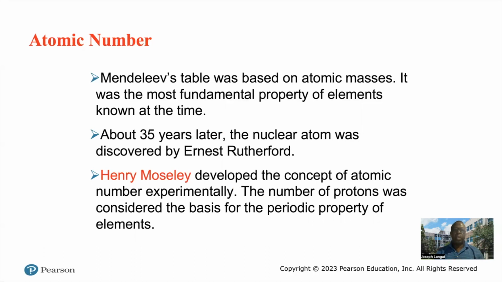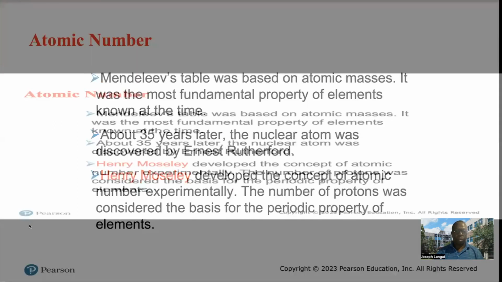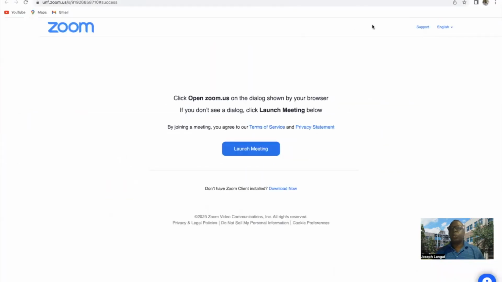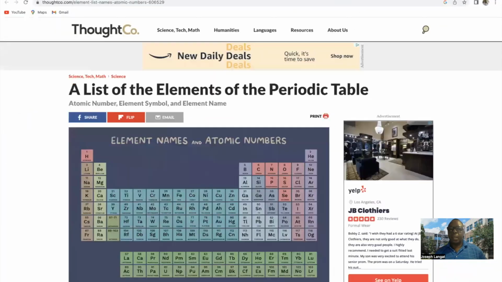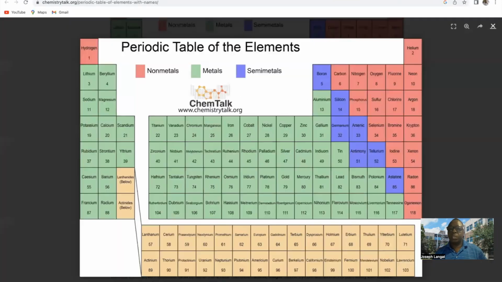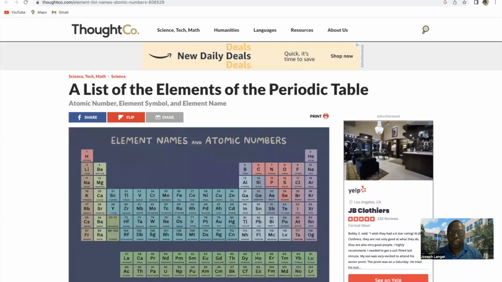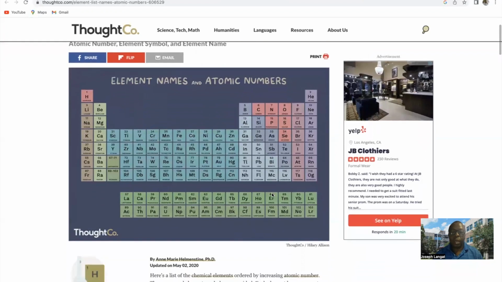The reason why he did that is because in Mendeleev's periodic table, there were some questions Mendeleev could not answer. For example, let me show you on the periodic table why Moseley had to modify Mendeleev's periodic table. Here is a periodic table. This one doesn't show atomic masses. I want the one which shows atomic masses. Probably this one. Let's see if it's going to enlarge. If it doesn't enlarge, you will see how the periodic table looks like.